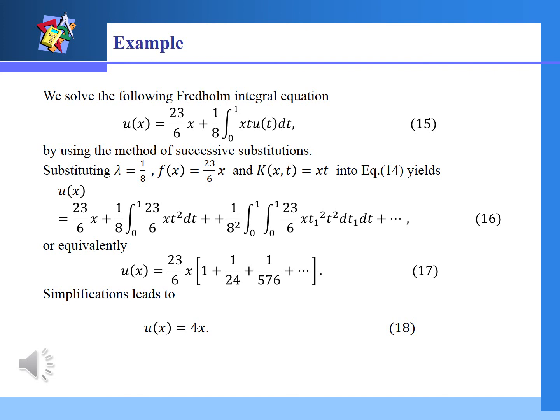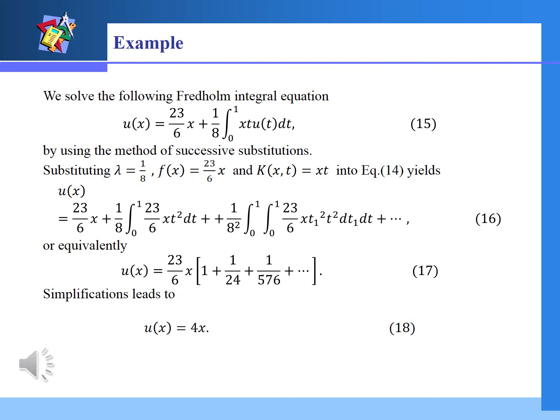plus the third term in equation 14 was lambda square integral from a to b integral from a to b k(x,t) k(t,t1) f(t1) dt1 dt. So lambda square has been replaced with (1/8) square, double integral has been replaced with 0 to 1, 0 to 1, k(x,t) with xt, k(t,t1) with t t1, and f(t1) with 23/6 t1. So the resultant integrals become (1/8) square integral from 0 to 1 integral from 0 to 1 23/6 x t1 square t square dt1 dt, and so on.